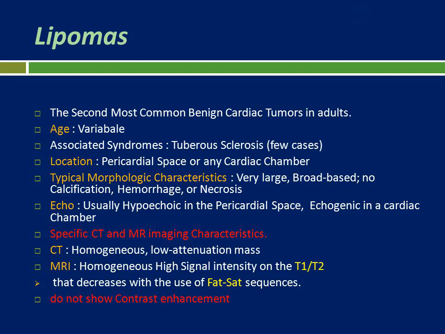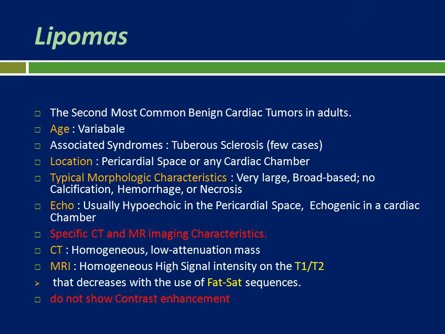Lipoma is the second most common benign cardiac tumor in adults. Age variable. Associated syndromes: tuberous sclerosis, few cases. Location: pericardial space or any cardiac chamber. Typical morphologic characteristics: very large, broad-based, no calcification, hemorrhage, or necrosis.